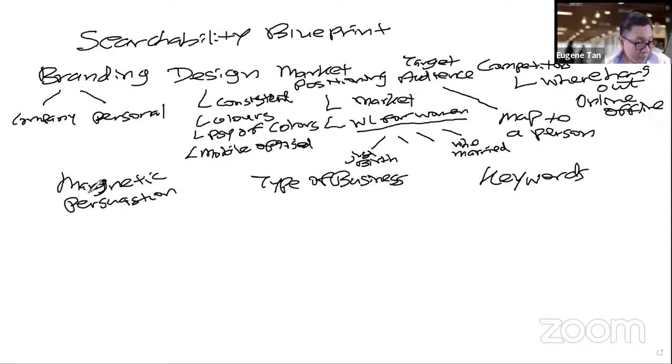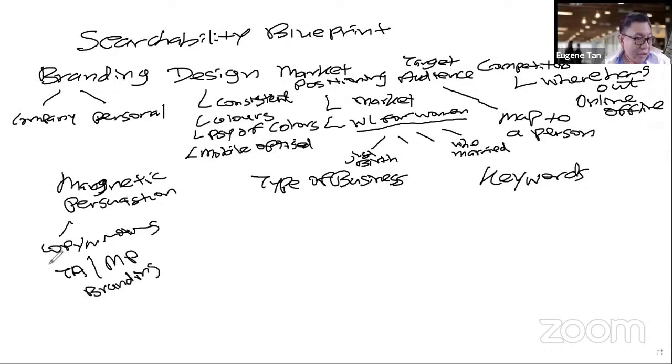Next we move on to magnetic persuasion, which is actually copywriting. And copywriting is very closely related to the target audience, the market positioning, as well as the branding. So as you can see, magnetic persuasion is closely related to branding, market positioning and the target audience. You need to have the right message to the right people.